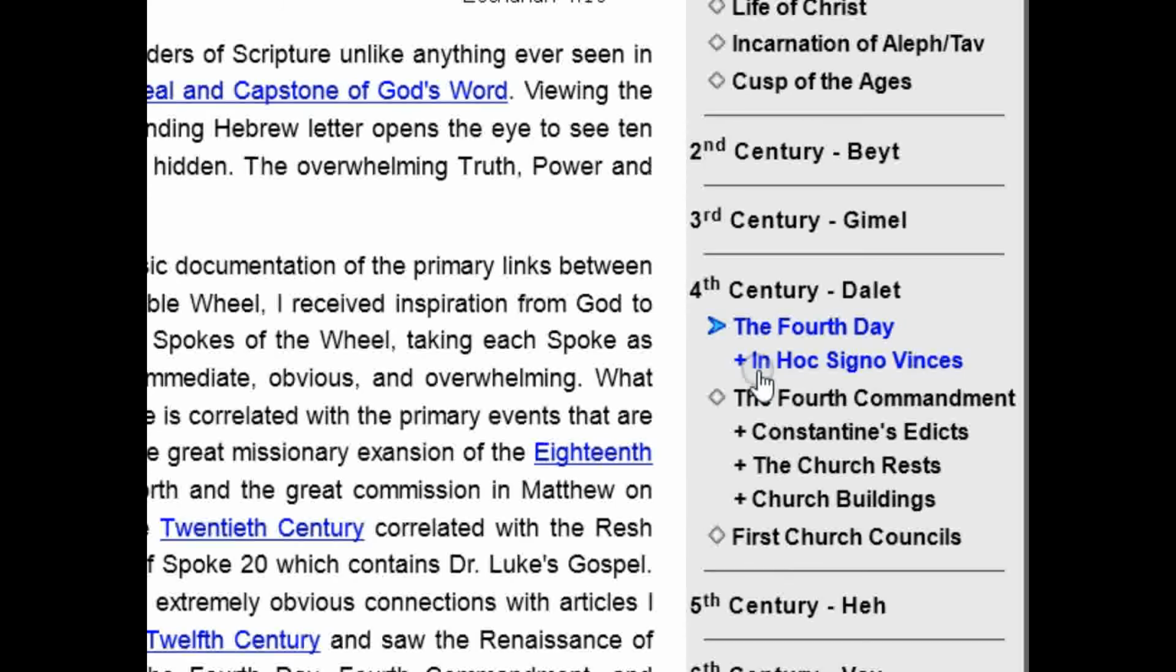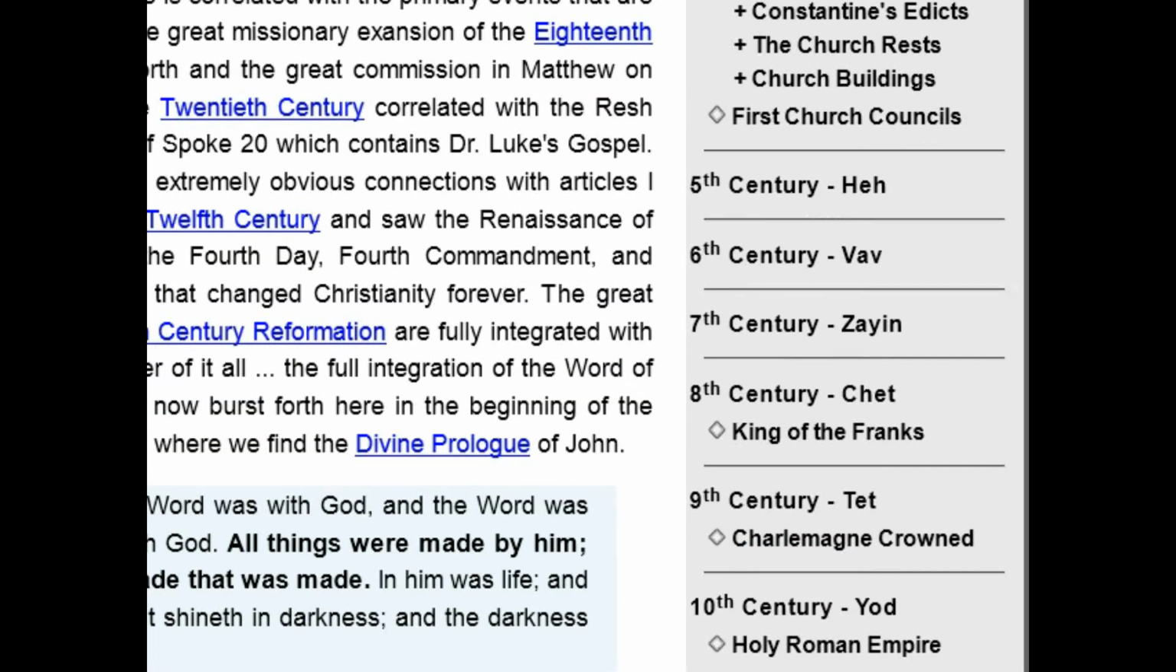The fourth century is related to the fourth day, and the fourth day was related to the creation of the sun, moon, and stars, and it was for signs and seasons. And in hoc signo vinces is Latin, meaning in this sign conquer. So the sign of the cross is related to what was mentioned as signs in the fourth day, and also the fourth epistle, Galatians. Then there's the fourth commandment, Constantine's edicts, the church rests, the church buildings, first church councils.